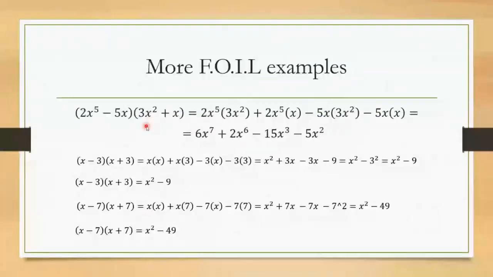These are just some more examples I put in here. This is another one. Again, it's FOIL, but it's really just distribution. That's really what's happening here. So when you multiply here, again, let me get the pen. All right, here we go. You have the first, multiply these two together. That's where this comes from. Here. Last, and so forth.